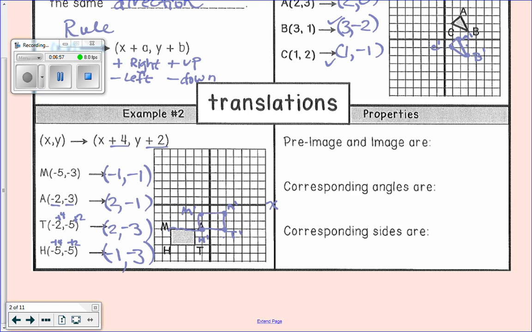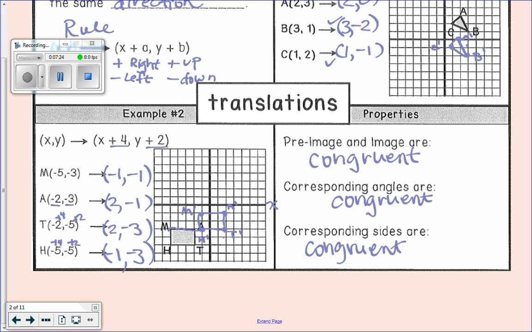We're good? All right, let's look at the properties. The pre-image and image are congruent. Corresponding angles are congruent. Corresponding sides are congruent and parallel. So let's look at that.